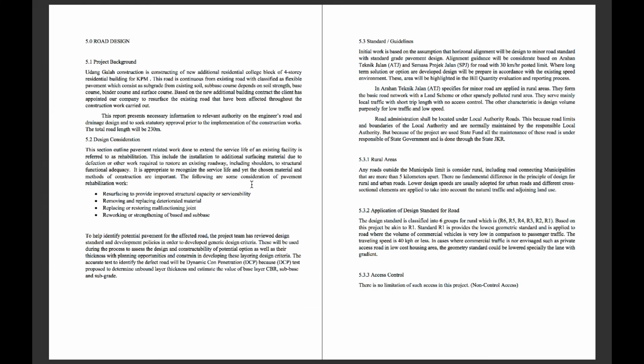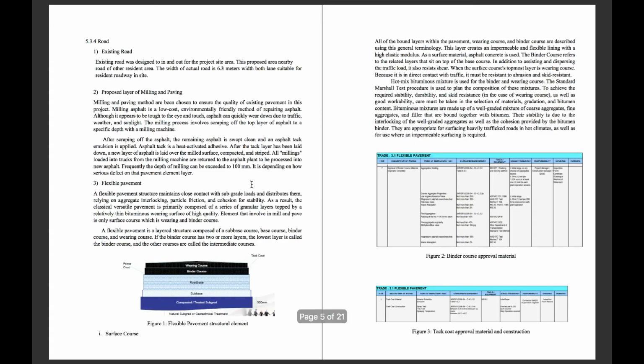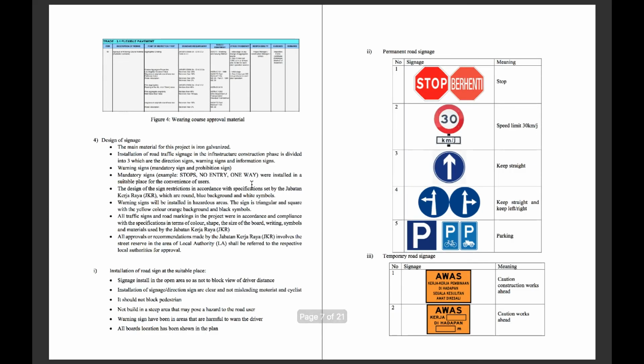Our project background is the construction of a new traditional residential college block of 4-story residential building for Kementerian Pelajaran Malaysia, following the standards of guideline of ATJ for this project. Certain signage that will be in our AutoCAD are the stop signage, the two-way signage, and the one-way signage.